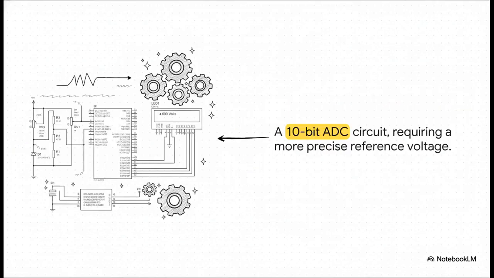At first glance, this 10-bit circuit might not look all that different, but to get that extra precision, everything has to be way more stable and accurate. It's like building a high-performance race car. Every single part has to be absolutely top-notch.